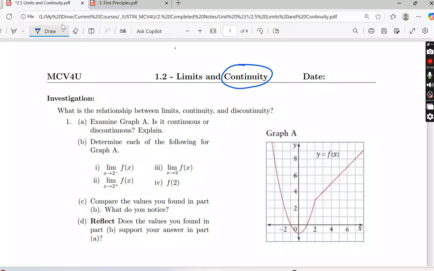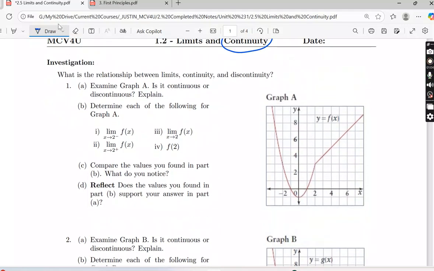Okay? So what is the relationship between the three? Well, let's see. Between limits, continuity, and discontinuity. Examine graph A. Is it continuous or discontinuous? Well, in this case, this is a function that is indeed continuous. Okay, so if I were to sketch this, at no point am I lifting my pen off the paper. Okay, so we say this is continuous.